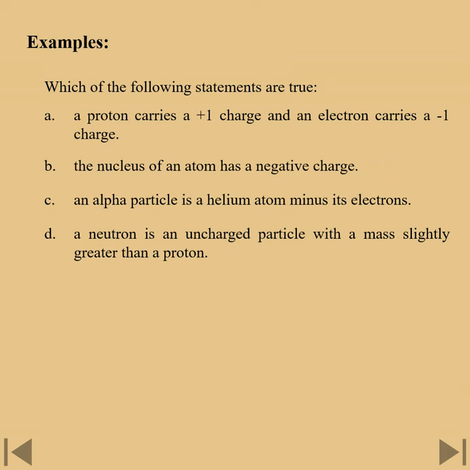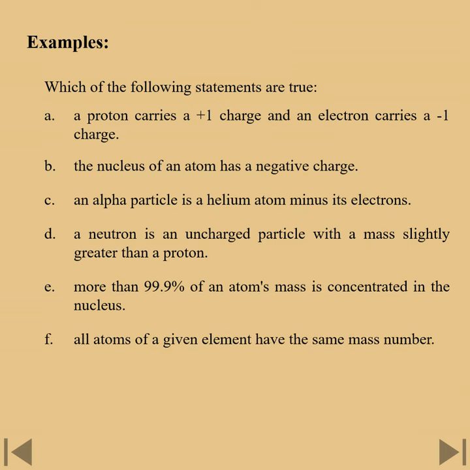A neutron is an uncharged particle with a mass slightly greater than a proton. That's true. More than 99.9% of an atom's mass is in the nucleus. That's true. And all atoms of a given element have the same mass number. That is not true. All atoms of the same element have the same atomic number. Remember, the mass number can differ by isotopes.